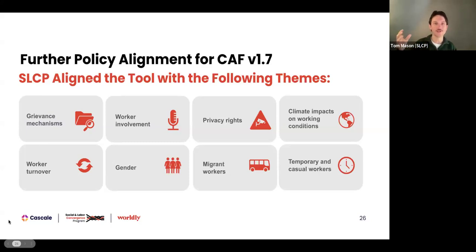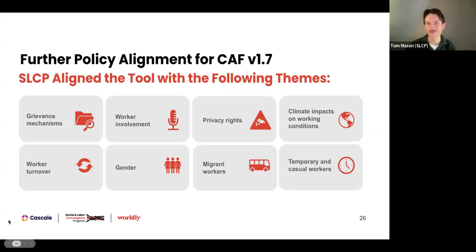What we'll do next year is update that to CAF 1.7. And the main reason we wanted to update the CAF next year, or one of the main reasons, was to ensure that we could further integrate questions relating to topics that are required under these new regulations that we've touched on already. So with this, you can see here that we've added questions that will be included in the next version of the CAF around these different topics.